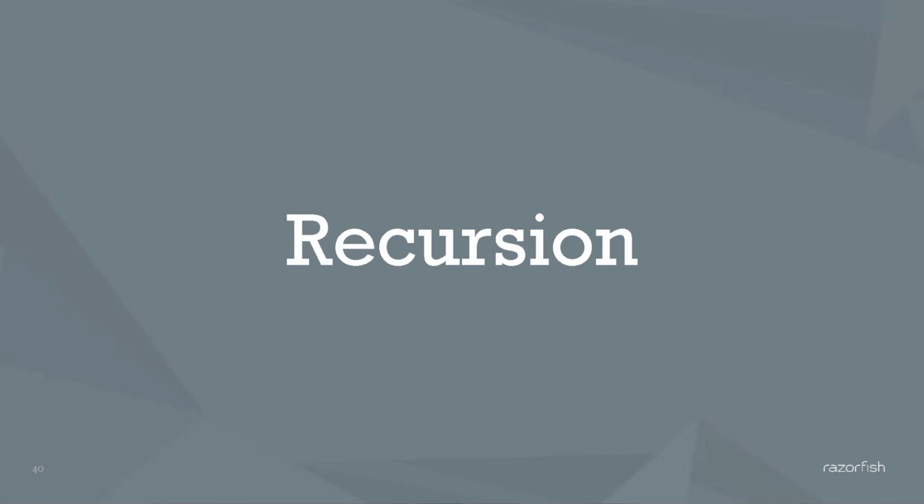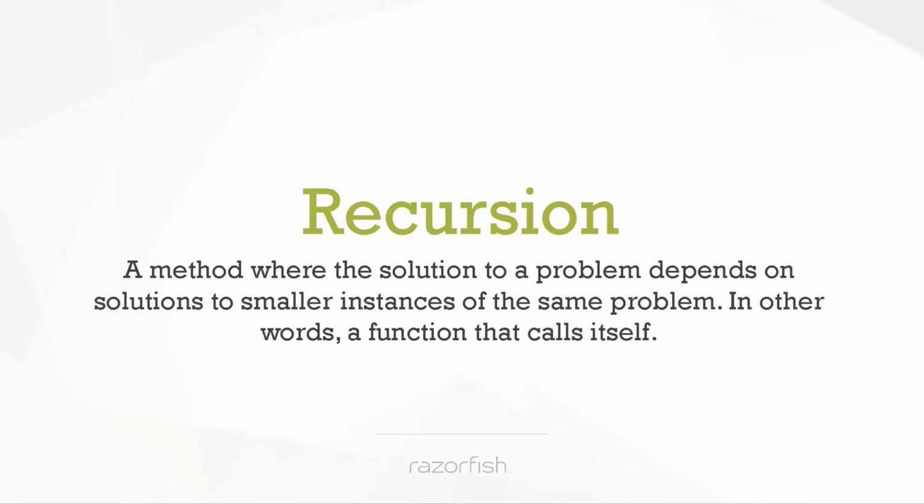So recursion. All you computer science people should know this already. I'm just going over it. This is just a review for you guys, because we're going to be using it later. So recursion, the method where the solution to a problem depends on the solution to a smaller instance of the same problem. In other words, a function that calls itself.